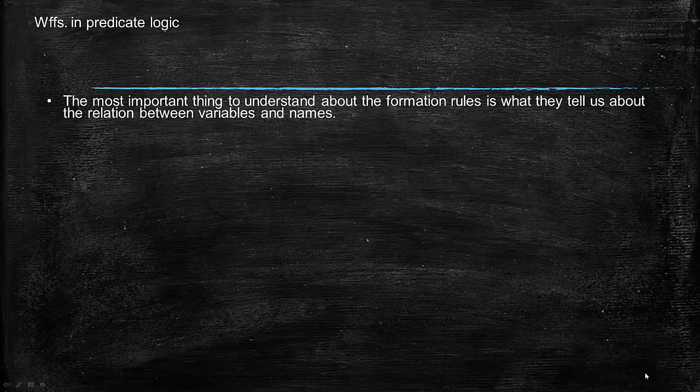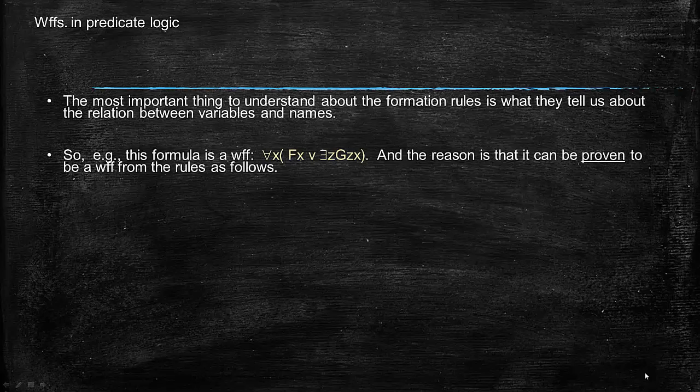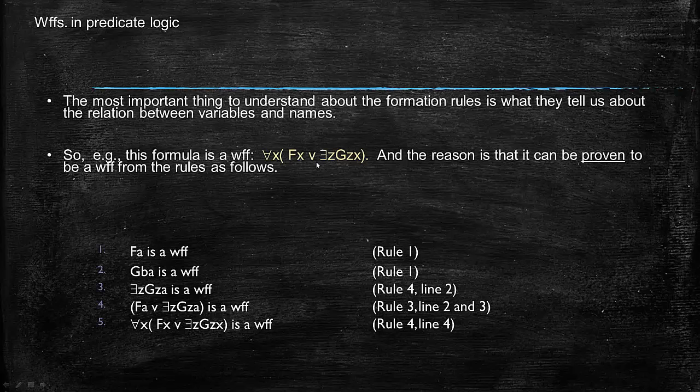What's important to understand here about the formation rules is what they tell us about the relation between variables and names. So, for example, this formula here, for all x, Fx or there exists a z, Gzx, is a WFF, and you can probably intuitively recognize it as one. But we don't have to use just our intuitions now. We can actually use the rules to prove that this is a WFF. So how will we do that? Just follow along with this form of proof that you're already familiar with.